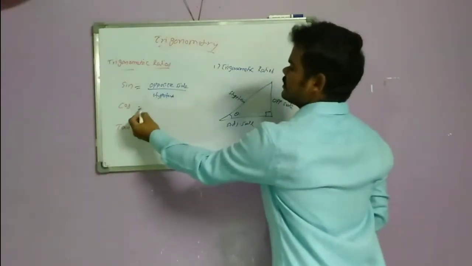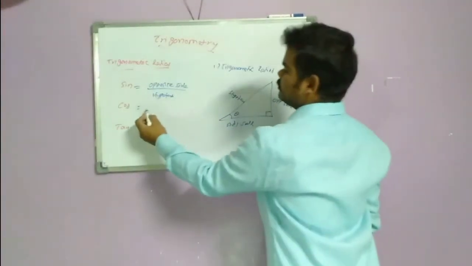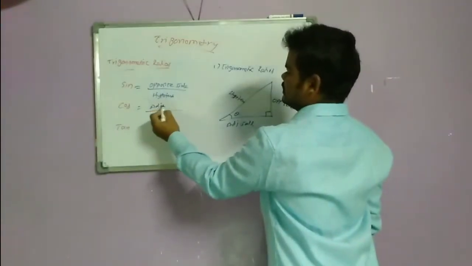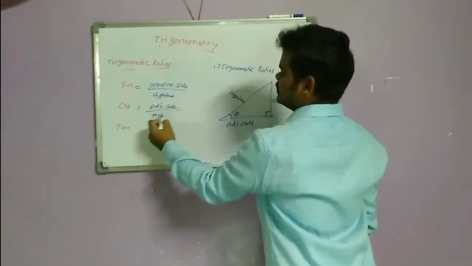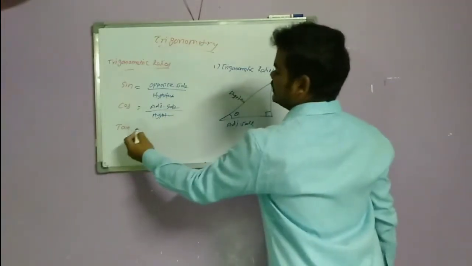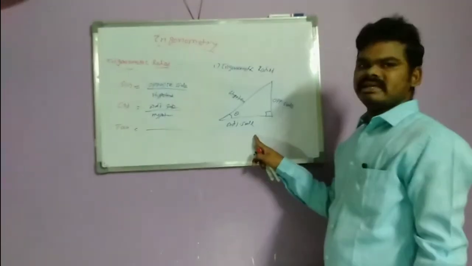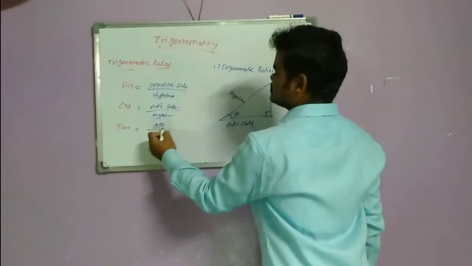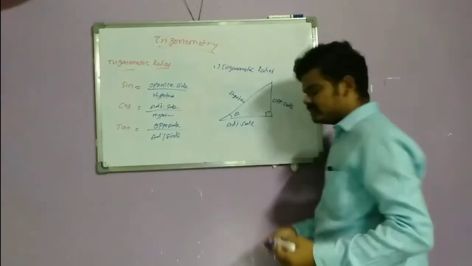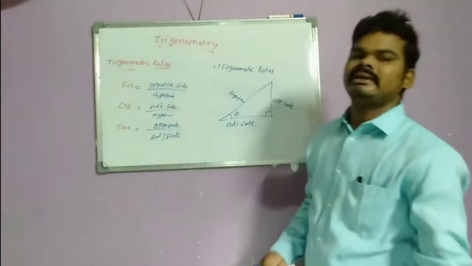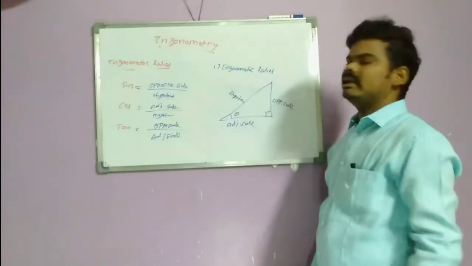Now, cos. Cos is the adjacent side of an angle to the length of the hypotenuse. Now, tan. Tan is the ratio of the opposite side of an angle to the adjacent side of an angle. Opposite side by adjacent side. These three are the basic, fundamental pillars of the trigonometric ratios.